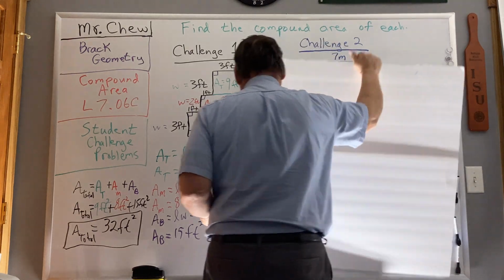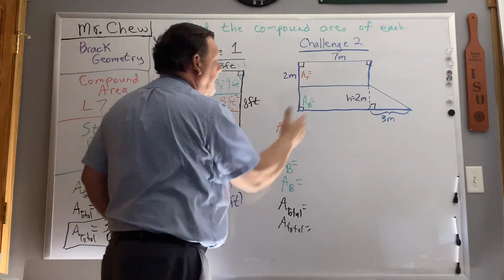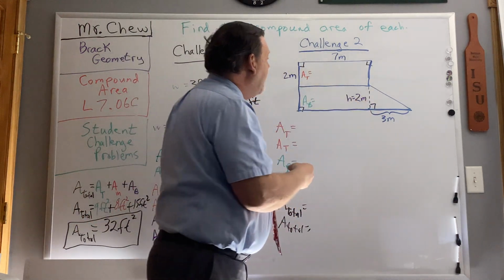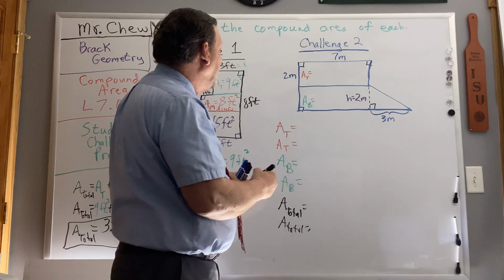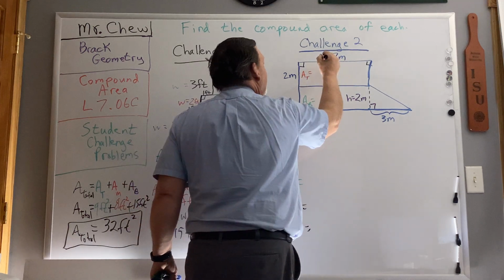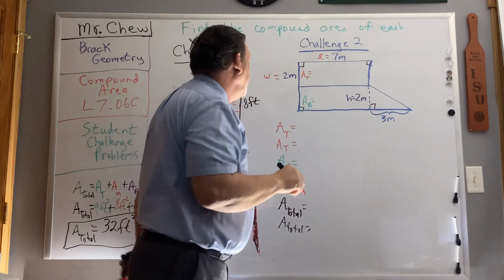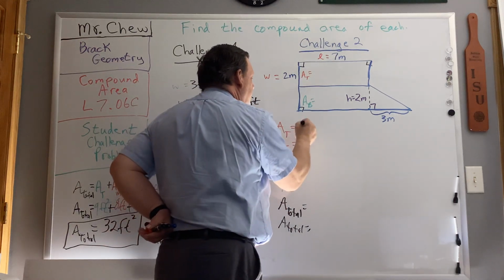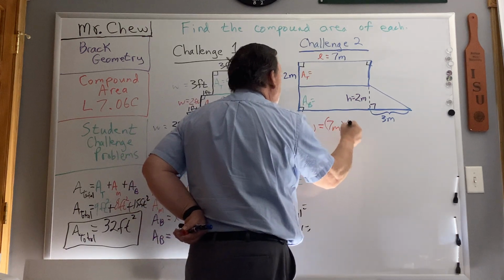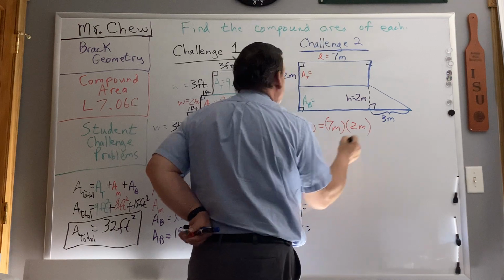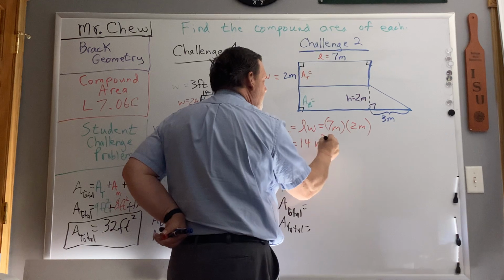Now we'll go to the second one. The second one has a rectangle on the top, and then it has a trapezoid on the bottom. So my top area is going to have a length of 7 meters and a width of 2 meters. So my area is length times width, which is 7 meters times 2 meters. So 7 times 2 is 14. Meters times meters is meters squared.